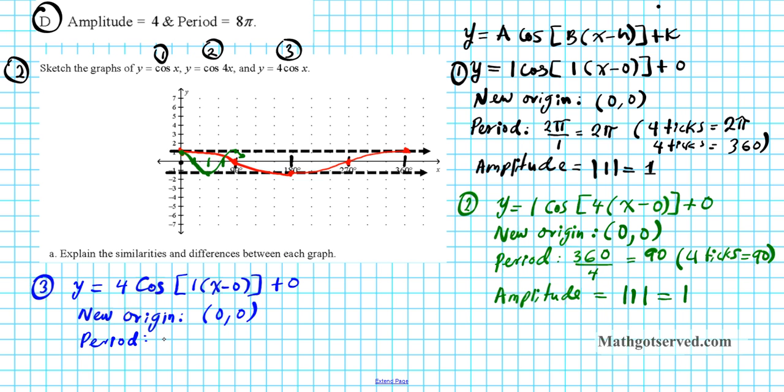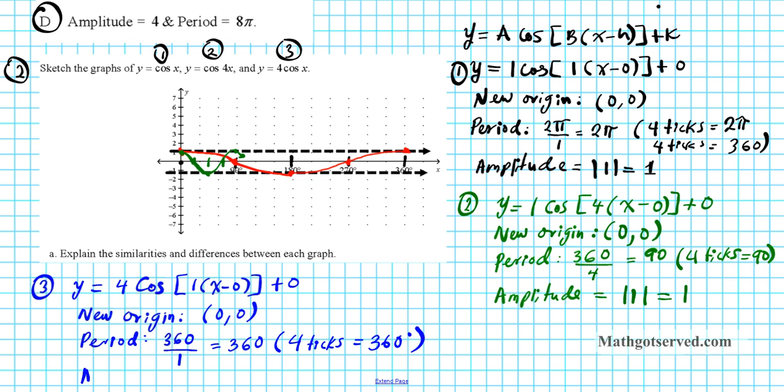Our period is 2 pi over b, or we can use 360, which is the same thing as 2 pi radians, 360 over b, which is 1. So that's going to give us 360 degrees. So that tells us that 4 ticks is equal to 360 degrees. Okay, so each tick will be 90 degrees.